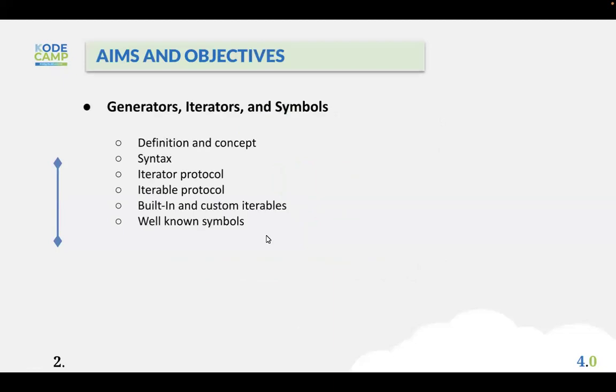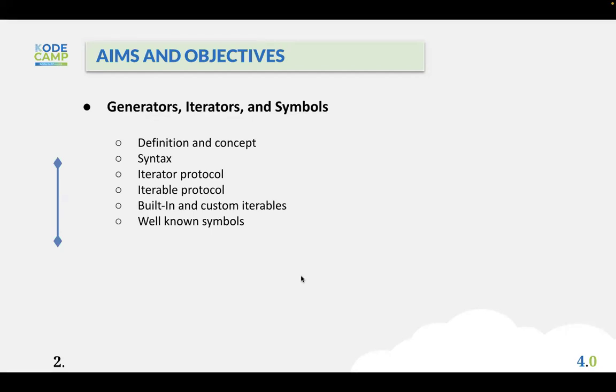Under generators, iterators, and symbols, our aims and objectives for today are to understand the definition and concept of generators, iterators, and symbols, the syntax, the iterator protocol, the iterable protocol, and the built-in and custom iterables. Last but not the least, we also want to understand the well-known symbols and how we can use them in JavaScript. So in order not to waste much of our time, let's begin.